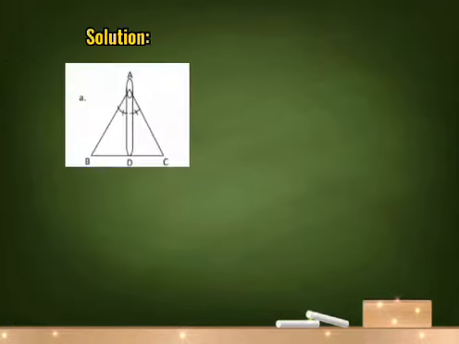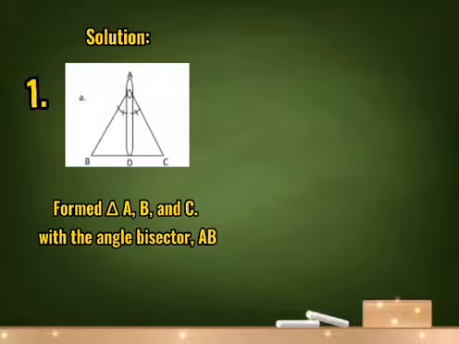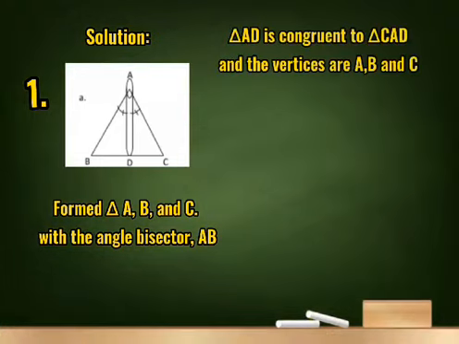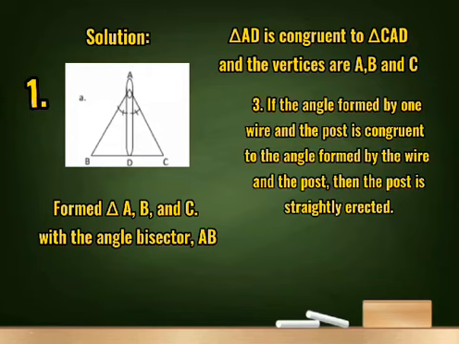So for the solution, we have here our figure. We have formed a triangle ABC with the angle bisector AD. Letter B. We have triangle BAD is congruent to triangle CAD, and the vertices are A, B, and C. Letter C. If the angle formed by one wire and the post is congruent to the angle formed by another wire and the post, then the post is straightly erected.